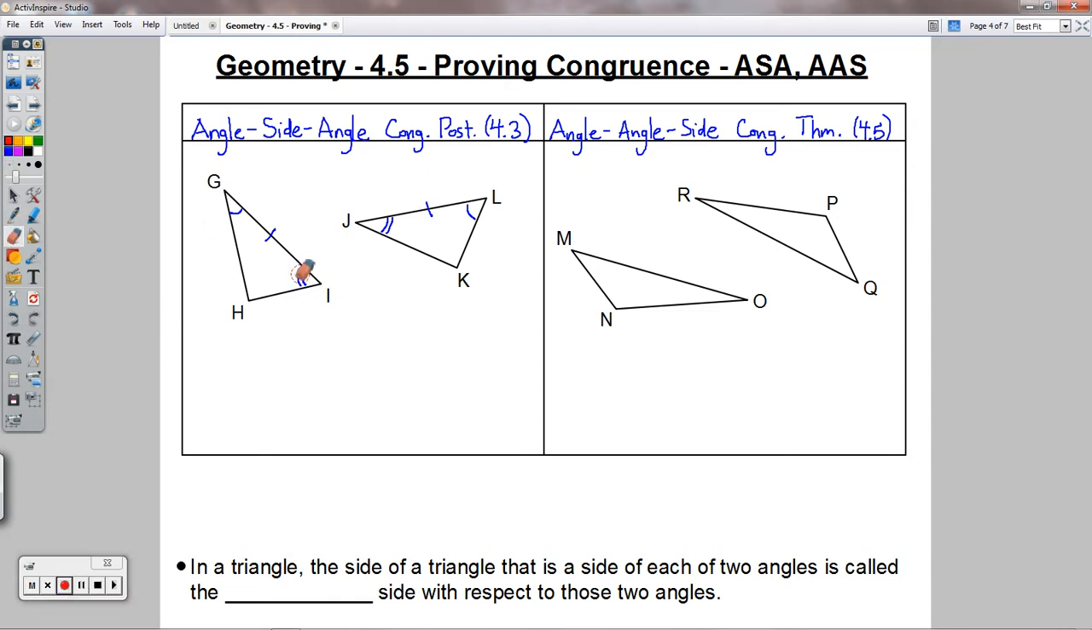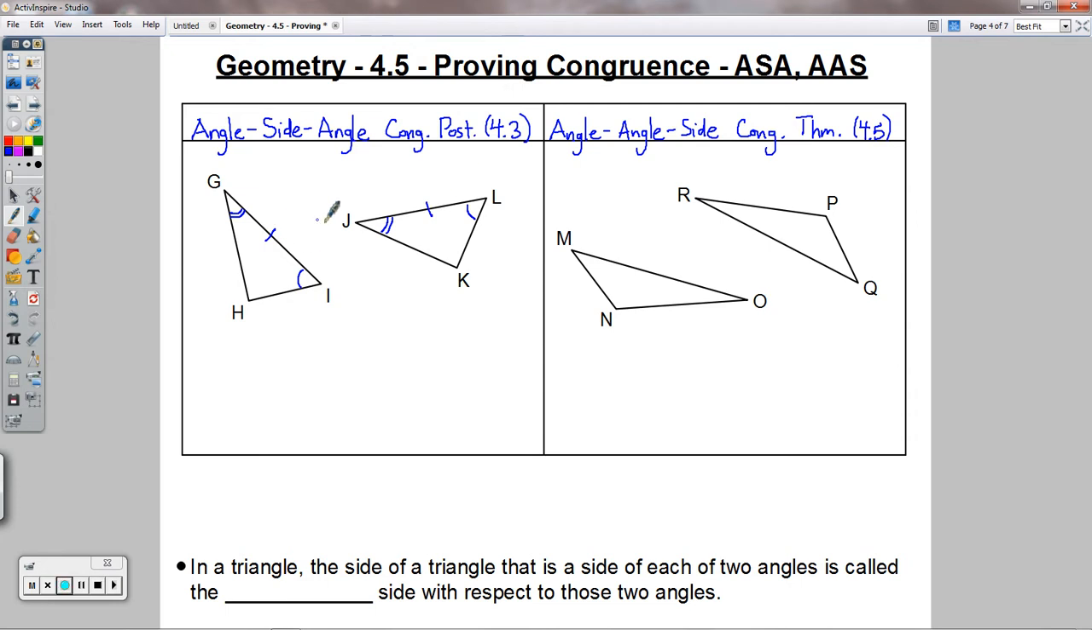And I just noticed I meant to put one mark here, two marks here. That was my fault there. So now these would match up in a corresponding way. So I have angle, side, angle, and angle, side, angle. This is an example of that.